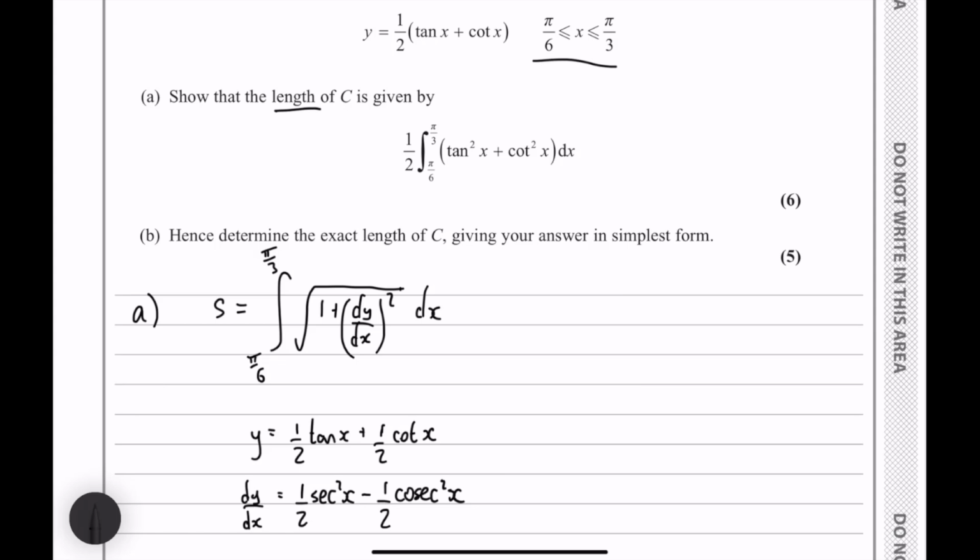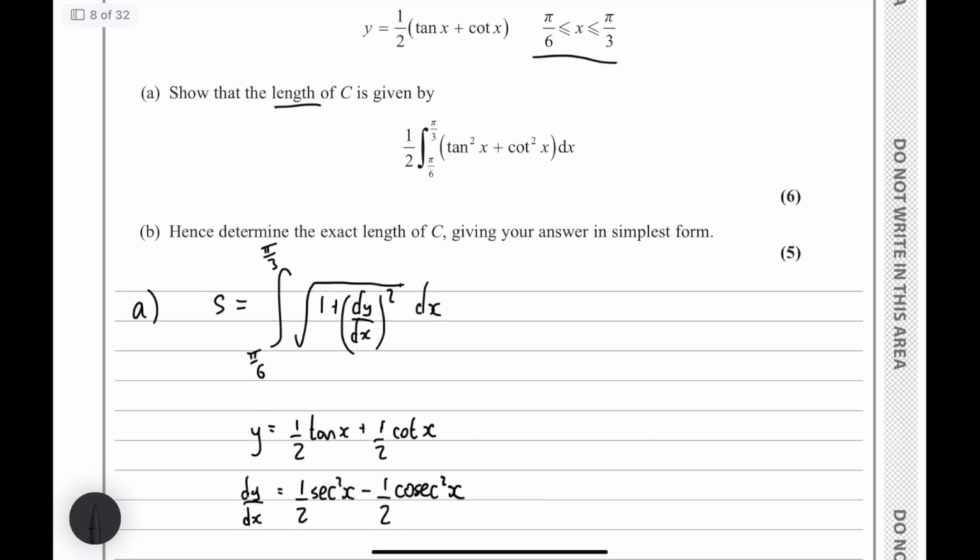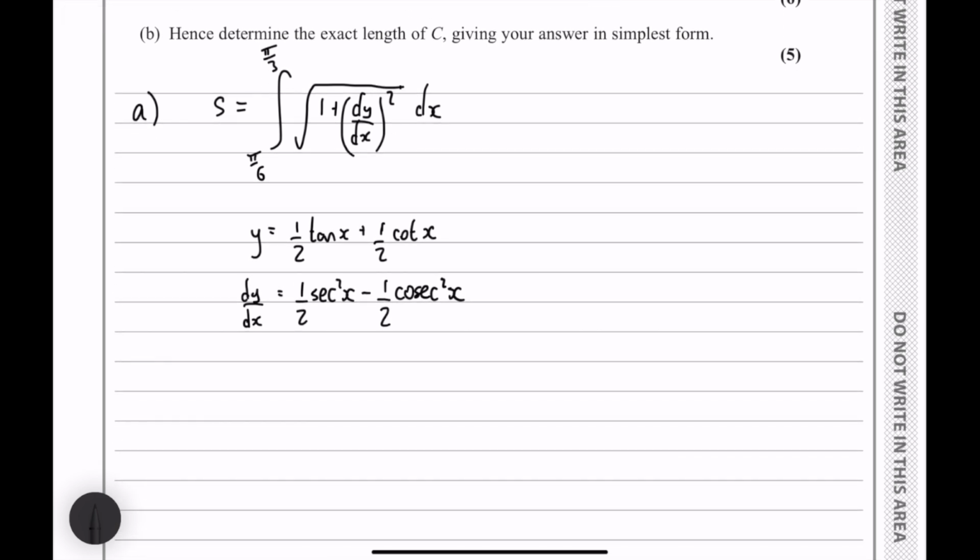And then we need to add 1 to the square of this. Let me square it first. It's looking fairly horrible at this point, but I'm assuming it will all work out. We've got minus 2 of these, so that's 6 squared cos x squared.